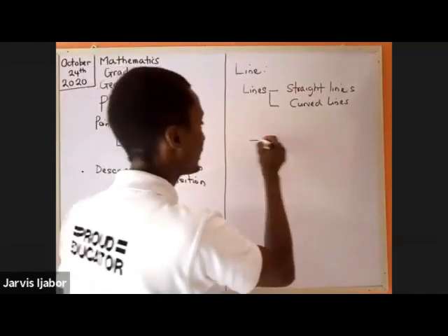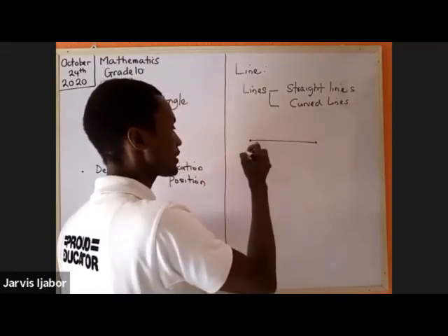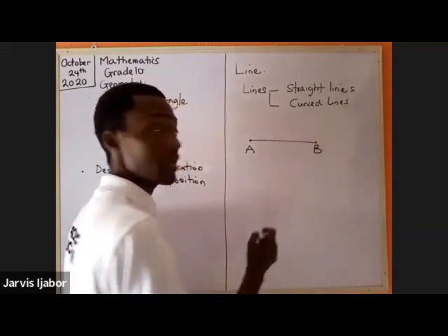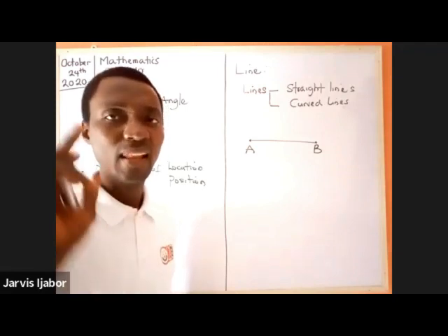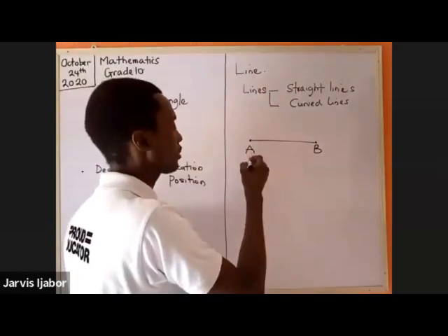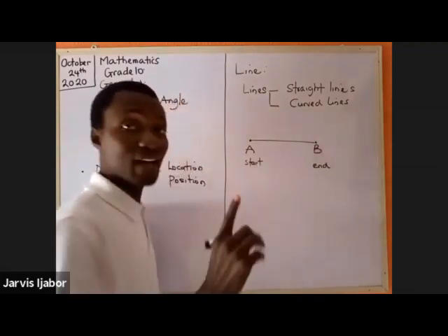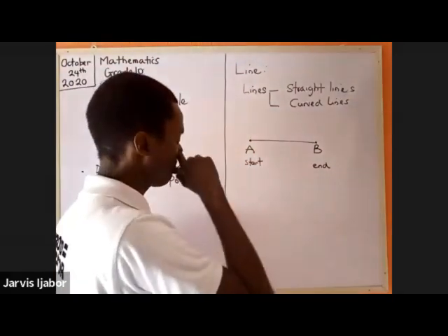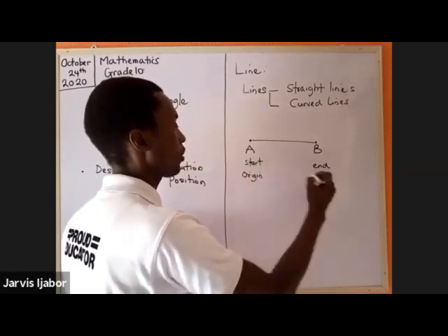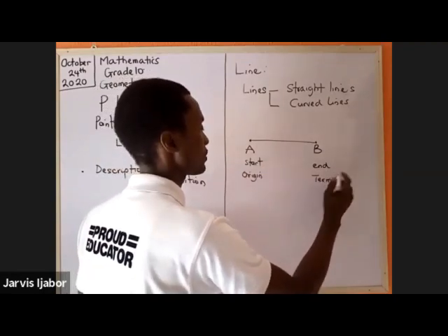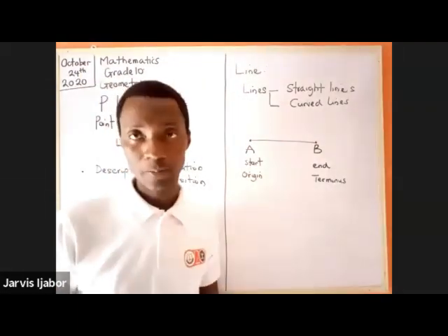If I have this as a line, let's say a straight line. This is point A, this is point B. I move from point A to point B. What I have is a straight line. So we can call this our start point, and we'll call this our end point. Every straight line has a start and an ending. Then we can also call this our origin, and we can call this our terminus. So trying to describe what a straight line is.